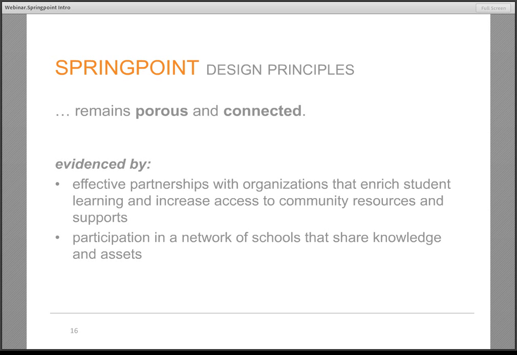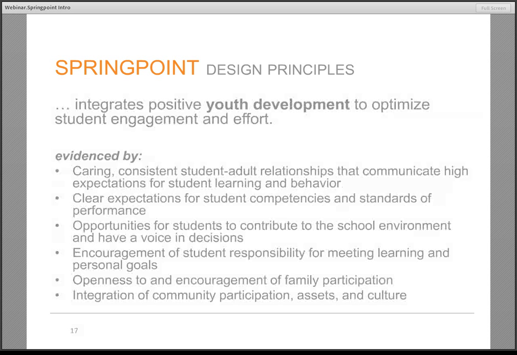Okay, that was principle number 5. Principle number 6 of 10 says that a high-performing high school remains porous and connected. There need to be partnerships between the high school, the high school design, and community-based organizations like intermediaries, universities, anytime, anywhere learning experts, corporations. These partnerships really strengthen the ability of the school to meet the academic and developmental needs of students. And the school should be part of a school network, like a network of people schools working with Springpoint that enables collaboration, consultation, and growth.